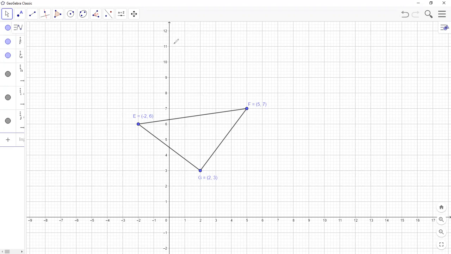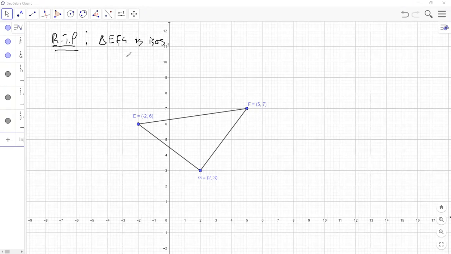So without any further ado, let me write here RTP, which means required to prove. We are required to prove that the triangle EFG is isosceles, okay? And I'll just stop there. The lazy mathematician does not enjoy writing a lot of stuff except the symbols that represent what he or she says, right?